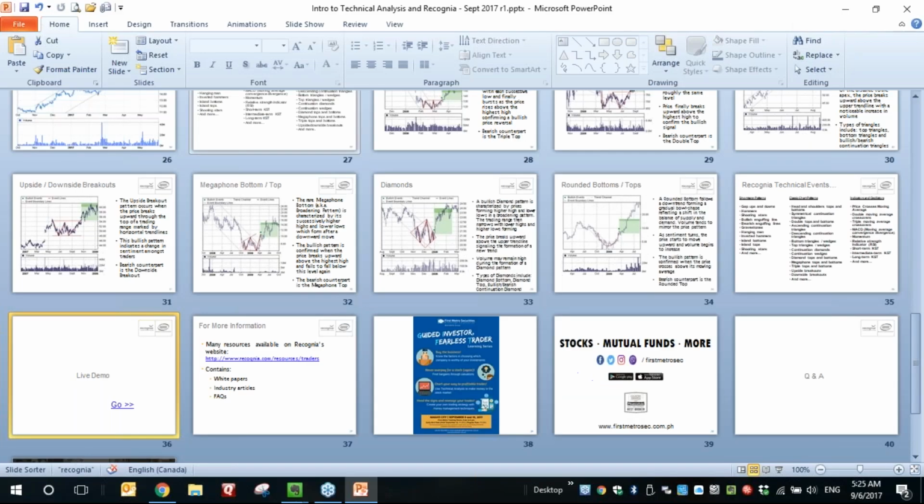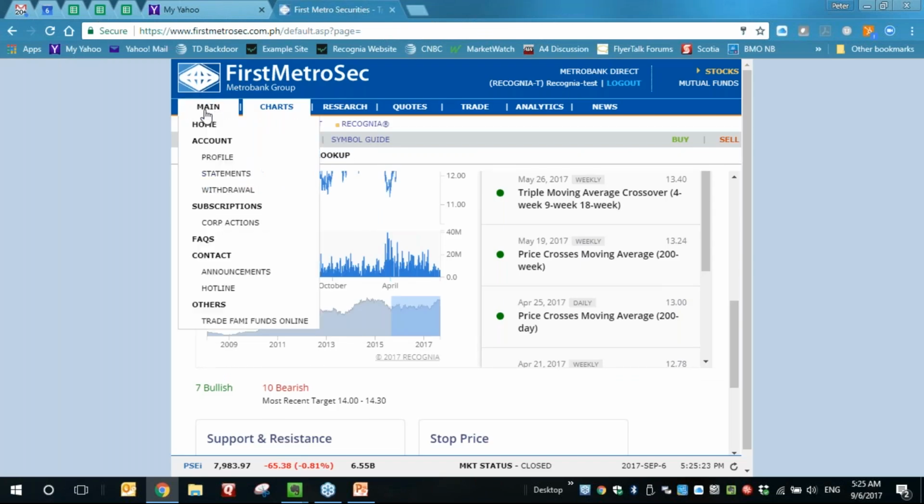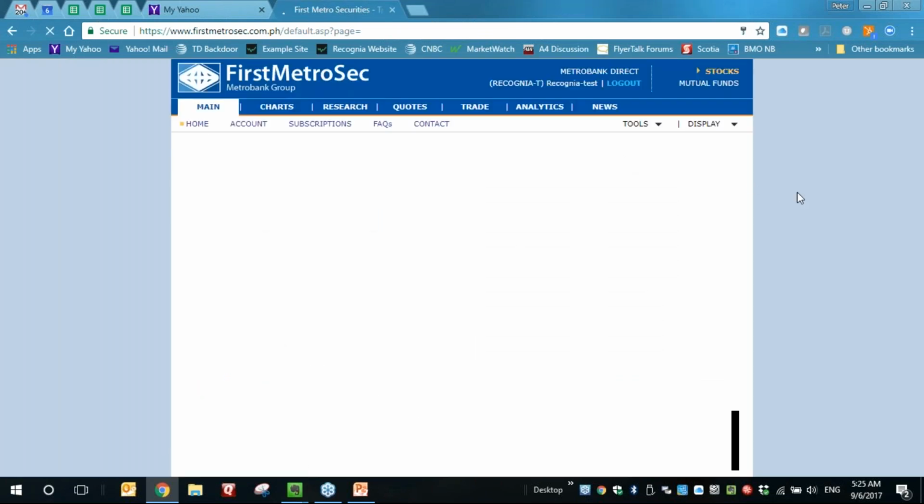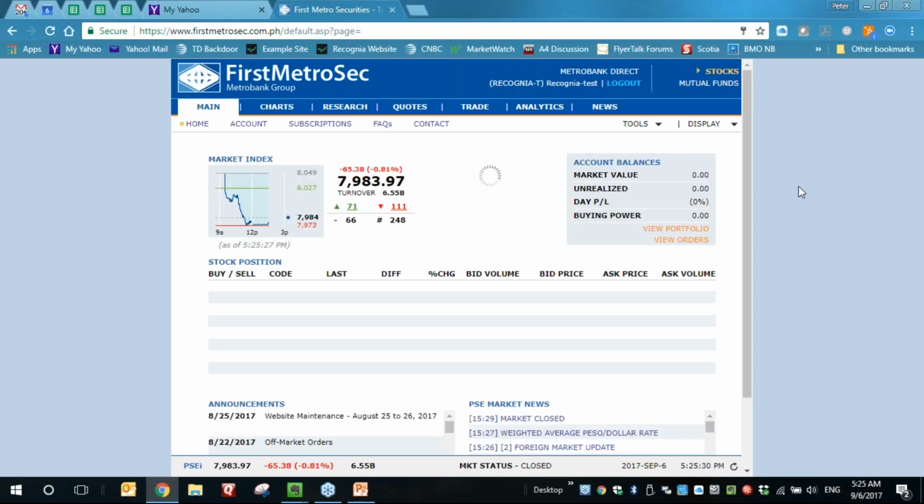I'm going to go to the First Metro website, and let's actually do a demonstration. Let's look at a few stocks and see what technical analysis is telling us. So I'm going to just switch to my browser. Here I have the First Metro website loaded, and the first thing I'm going to do is show you where I find the Recognia research on the site.